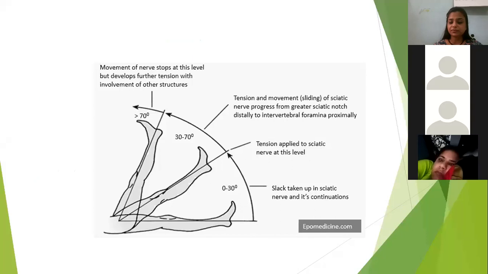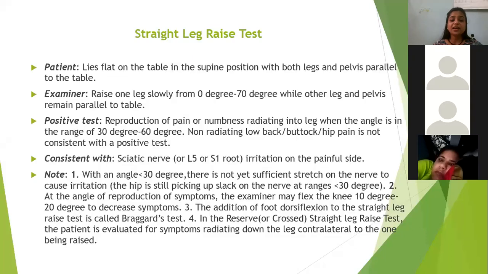with an angle less than 30 degrees, okay. If there is pain, it doesn't show that it is a positive SLR, because the nerve is not in that irritated position. There is already a slack at less than 30 degrees, okay.